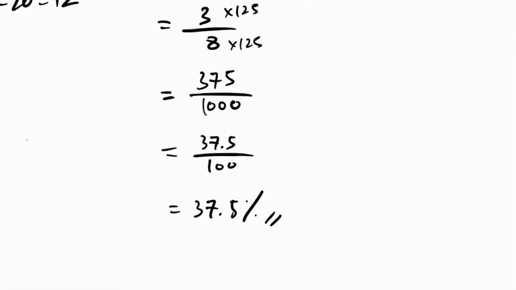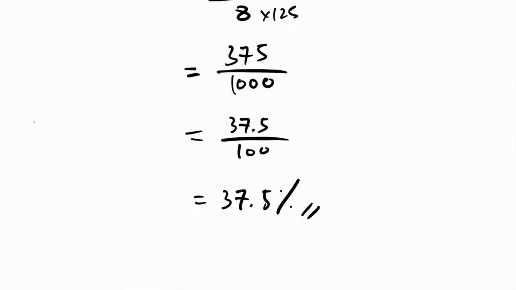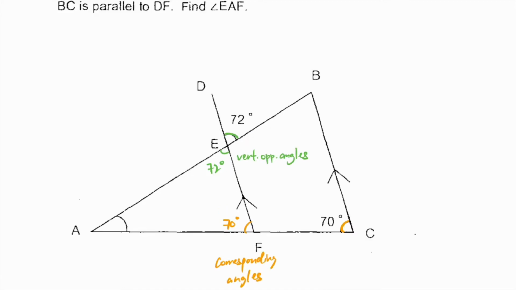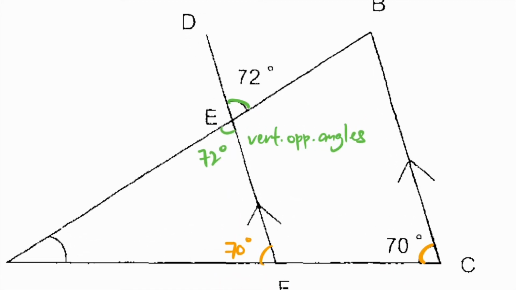Now, what's cool about having this 1000? It's that if I jump 1 decimal place to the left, I will get my 100 as a denominator. So if I divide by 10, basically what we're doing is dividing by 10. I won't get 375 anymore. I will get 37.5. And that is 37.5%.